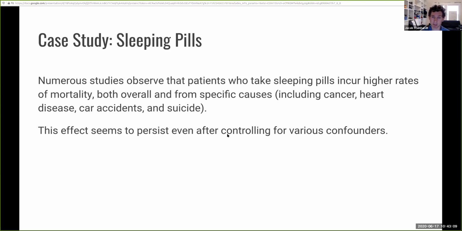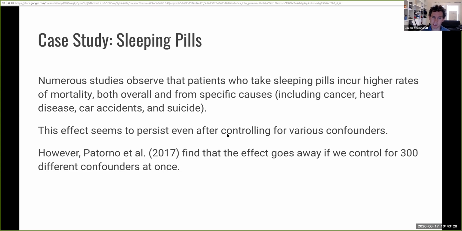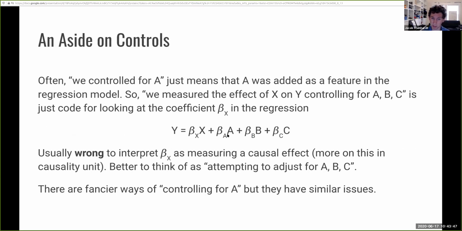But I think you should still be suspicious, because the fact that it affects all causes, including fairly unrelated things like heart disease, suggests that there is probably some common cause like stress that both increases mortality risk and increases the need for sleeping pills. And indeed, there are recent studies that show that if you control for enough things, then these effects go away. So we used this as a springboard for discussion, both on issues of observational studies, causal inference and confounding, but also to discuss what controls actually are.